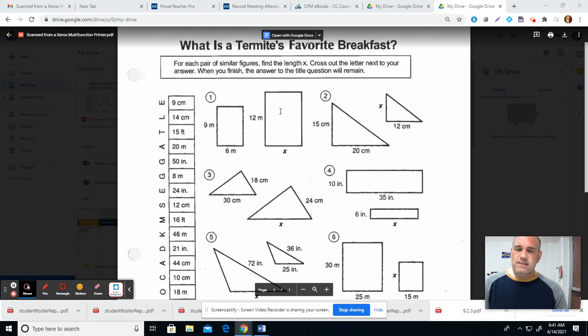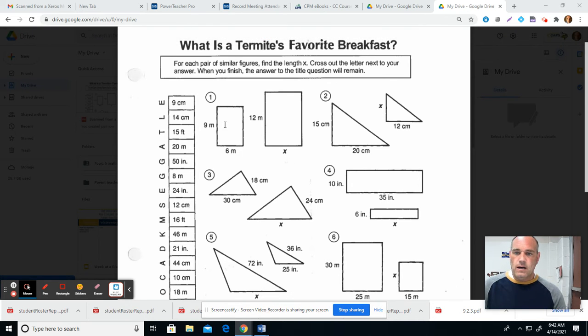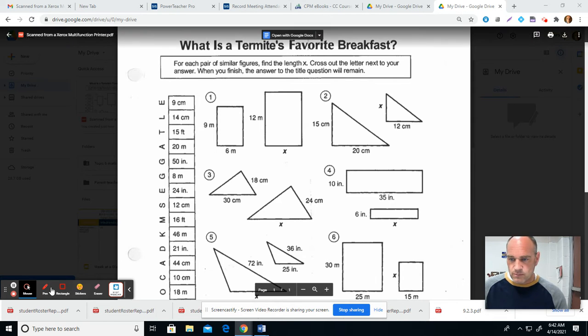Right, so we've got these similar shapes. You notice all of these shapes are kind of like each other, and there's a missing side on each of these. So here's what we are going to do. We're going to start with our true statements, and we're going to make proportions out of this.